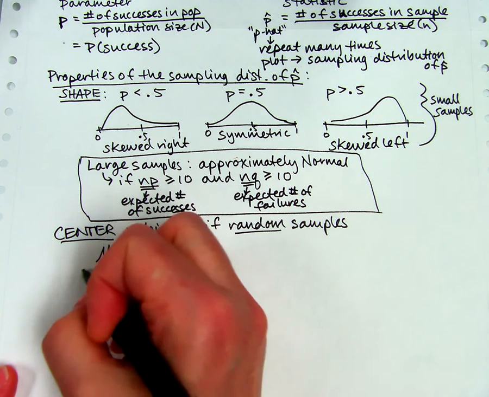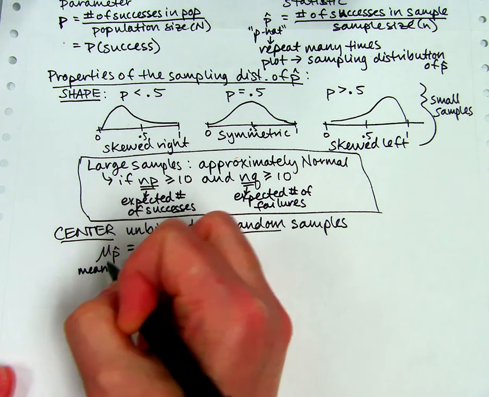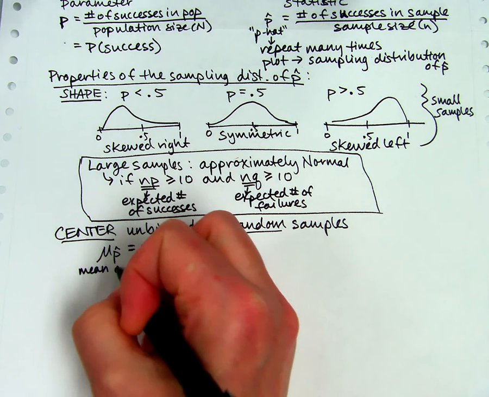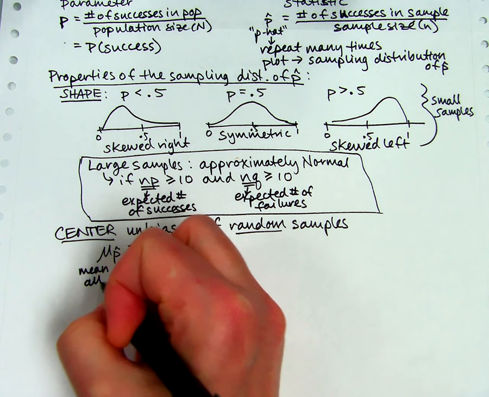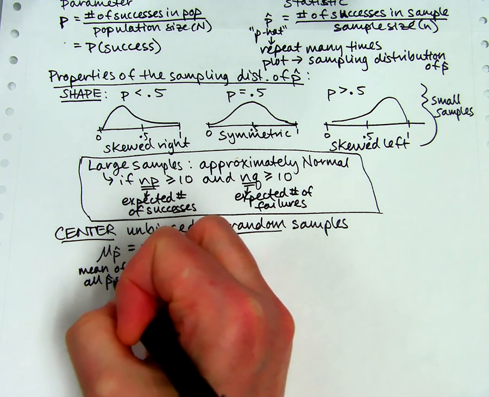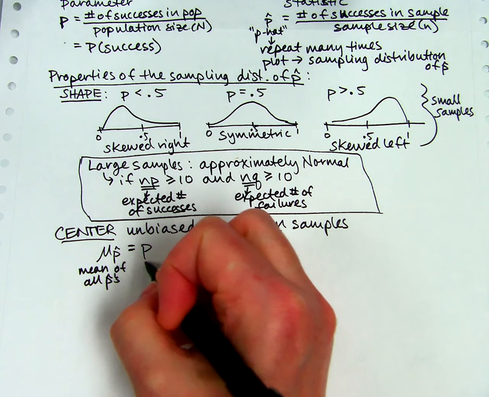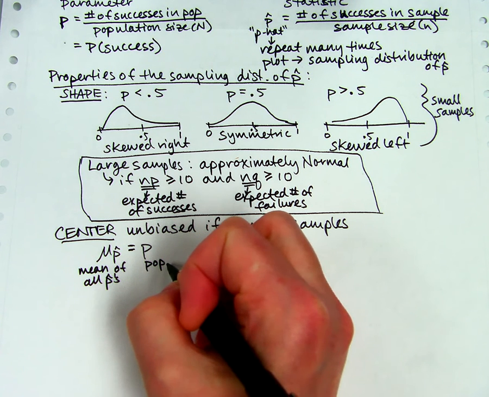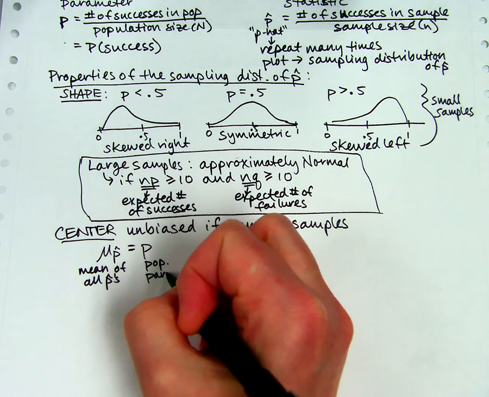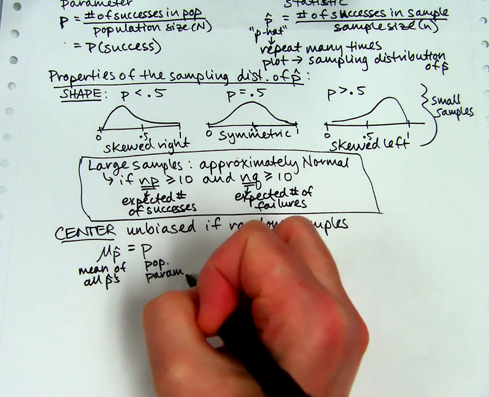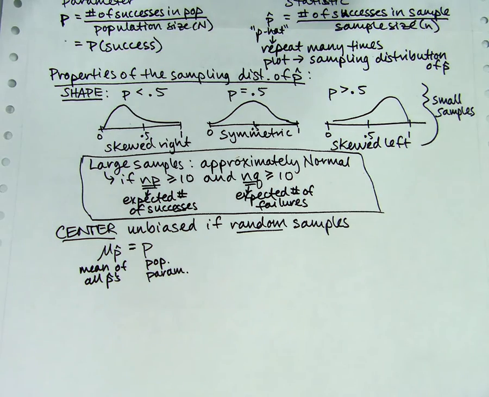So this is the mean, let's write it in words also, of all the p hats from all possible samples equals the population parameter, or the population proportion of successes in the population. So that is the definition of unbiased.